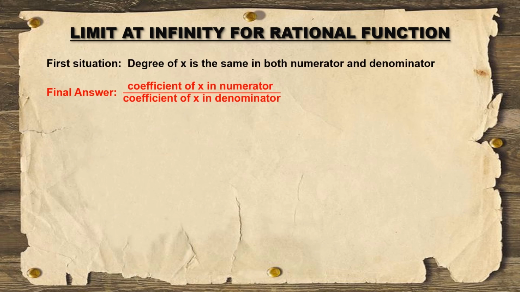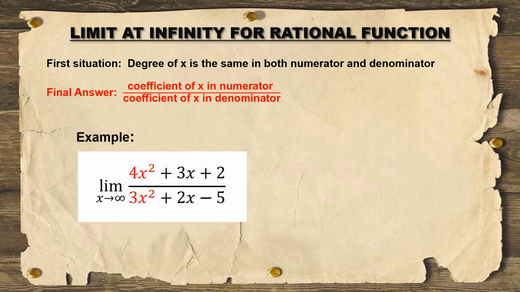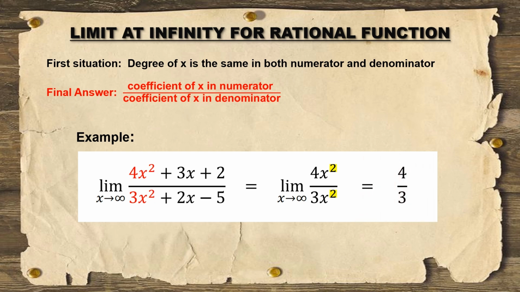For the first situation, where the degree of x is the same in both numerator and denominator, the final answer will be the coefficient of x in numerator divided by coefficient of x in denominator. For example, in this question, we first rewrite the function by only considering the highest power, which is x squared. Since both degrees in numerator and denominator are the same, the answer for this question is 4/3. Another way to think about this is we can actually cancel out the x squared. That's the reason 4/3 will be left eventually.